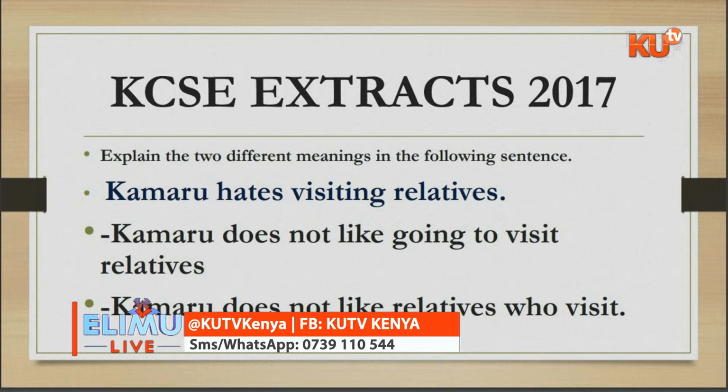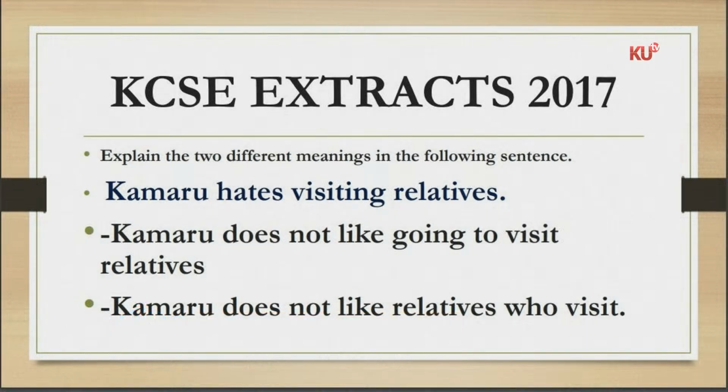So the first answer was supposed to be: Kamau does not like going to visit relatives. Here we have the subject Kamau. The sentence is Kamau hates visiting relatives, so we have the subject Kamau, and Kamau does not like going to visit relatives.